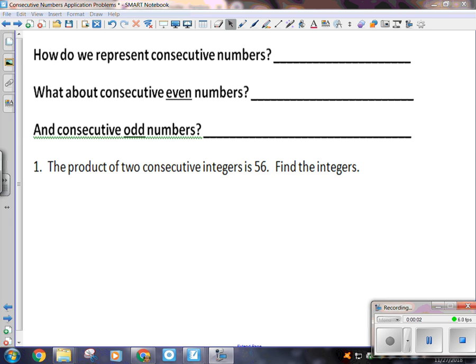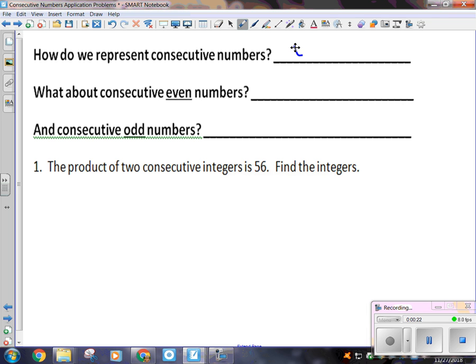All right, this is a quick review of consecutive numbers, which is included in the quadratic applications unit. You actually probably did some of these problems in Math 1. I'm just intending to review, because I think there's a chance you could see one on the final exam. How do we represent consecutive numbers?